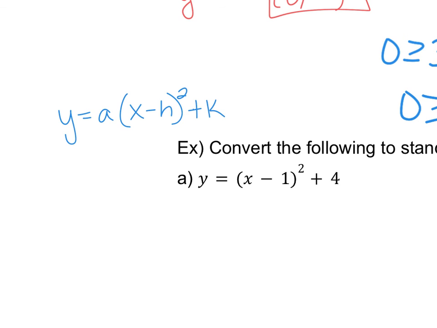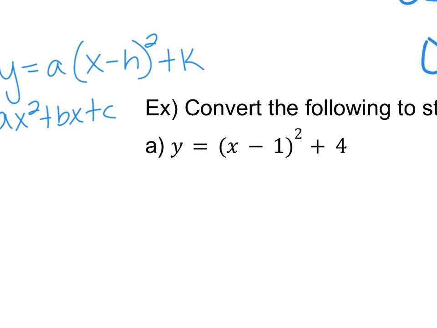Okay, so that's in that form. So we need to get it into standard form, which I said at the beginning of the video is ax squared plus bx plus c. Okay, so what do you notice? Well, if we're going to convert it to standard form, we cannot have any parentheses. So how do we do that?